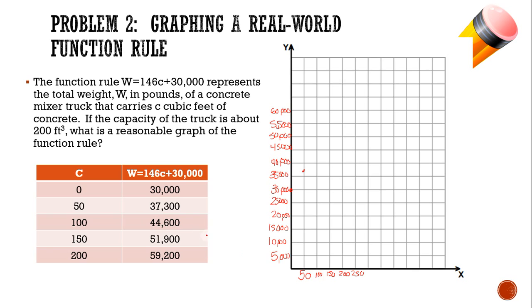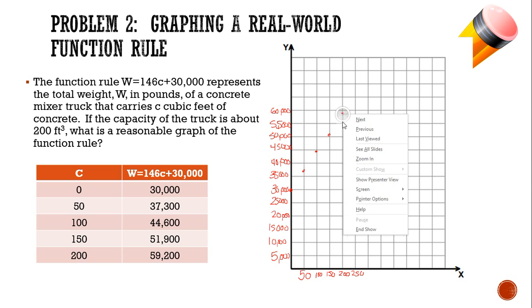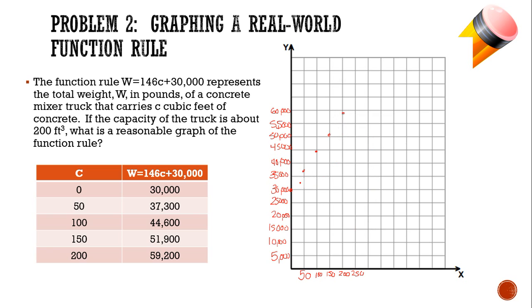At 100, I have 44,600, so it's just under 45, about right there. 150 is 51,900, so just above 50,000, about right there. And about 200, I have 59,200, so just shy of 60,000. So then I'm going to connect my dots. And it looks like that is my graph.